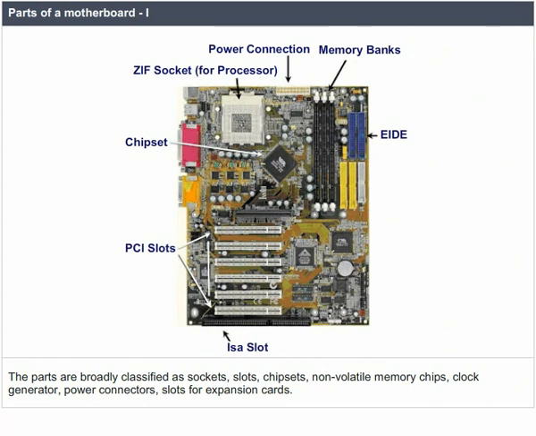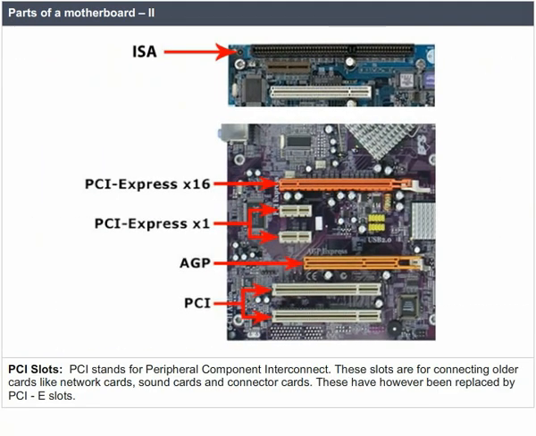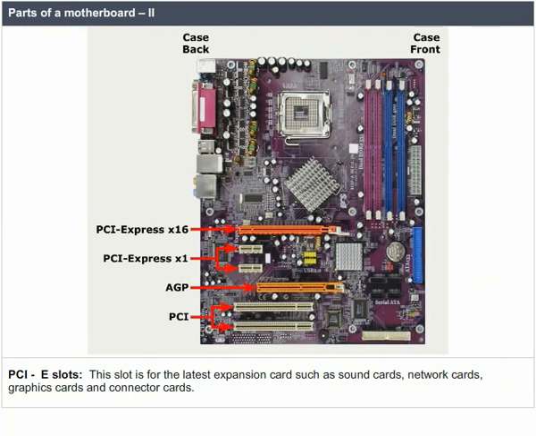Back panel connectors and ports. These are connectors and ports that connect to external devices such as audio ports, USB ports, Ethernet ports, and display ports. PCI slots. PCI stands for Peripheral Component Interconnect. These slots are for connecting older cards like network cards, sound cards, and connector cards. These have, however, been replaced by PCI E-slots. PCI E-slots. This slot is for the latest expansion cards such as sound cards, network cards, graphics cards, and connector cards.